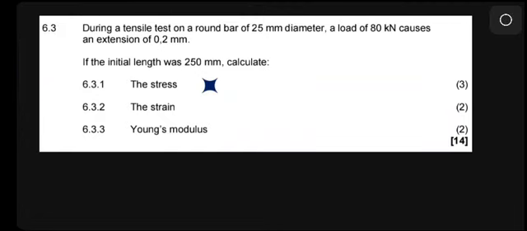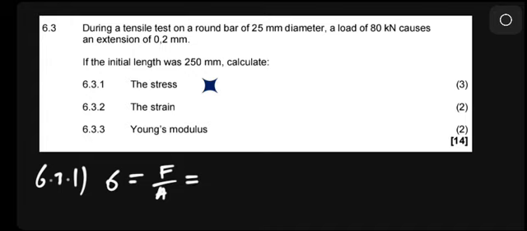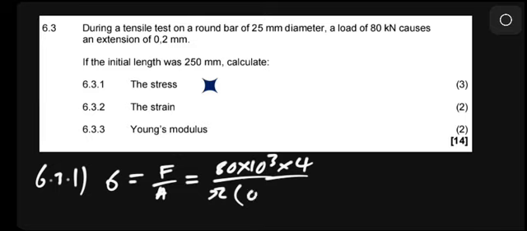6.3 is given, say during a tensile test on a round bar of 25 millimeter diameter and the load of 80 kilonewton causes an extension of 0.2 millimeter. The initial length was 250. Calculate 6.3.1, the stress. We know the stress is equal to force divided by area. What is the force? It's 80 times 10 to the power of 3 divided by area, which will be pi multiplied by 4. Diameter there will be 0.025 squared. Then what will be the answer there?